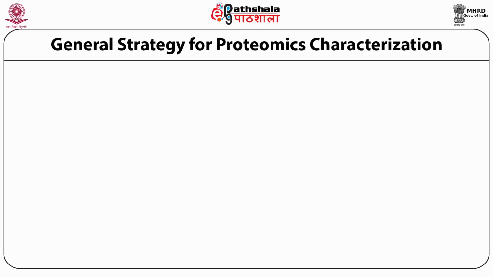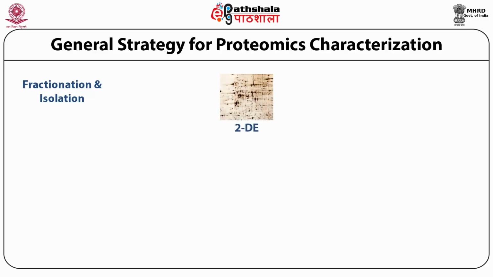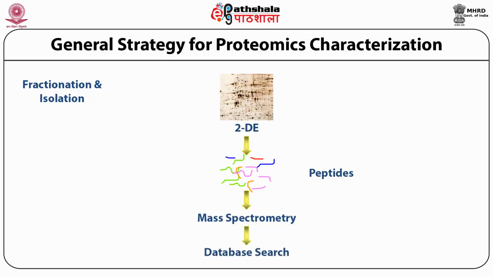If you are not using DIGE, the same strategy can be employed for 2D gel electrophoresis or even 1D gel electrophoresis, that's SDS-PAGE. For that, firstly, the fractionation and isolation is done on 2D. Then proteins of interest will be taken out and trypsinized into peptides. And lastly, they go for mass spectrometry identification and database searches for protein identification.